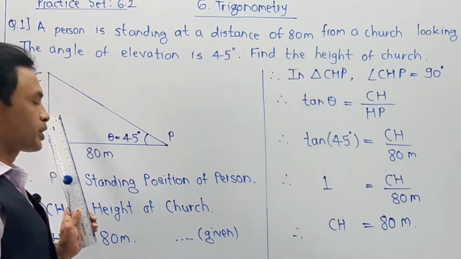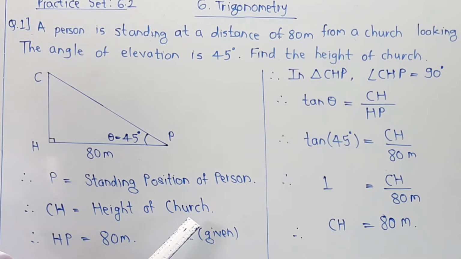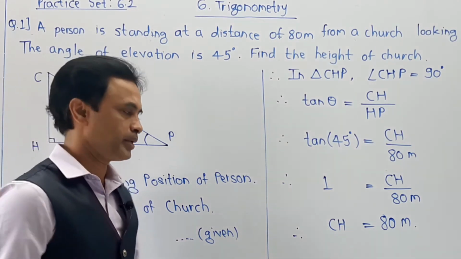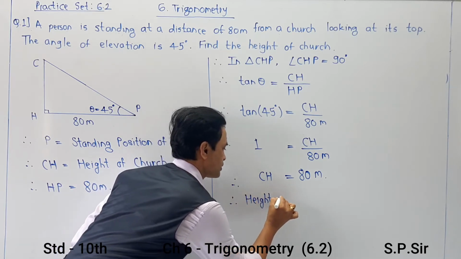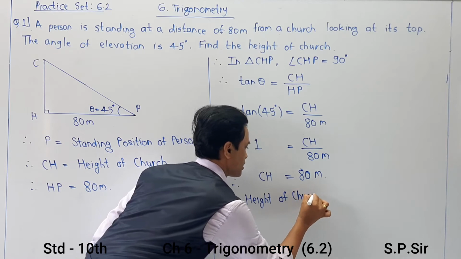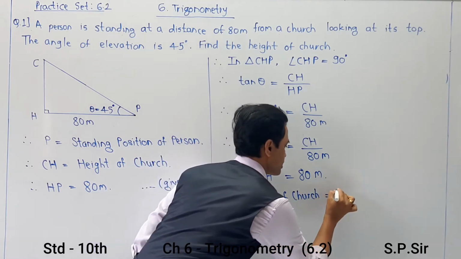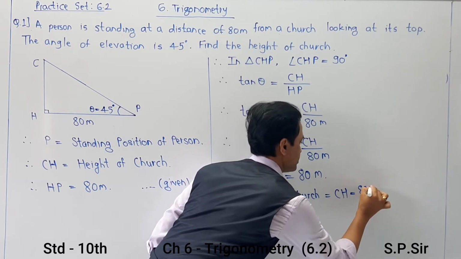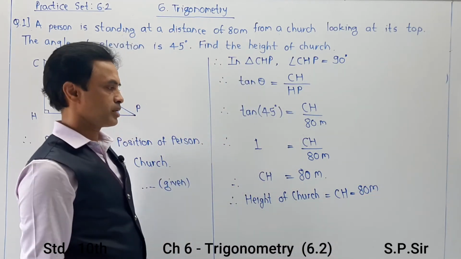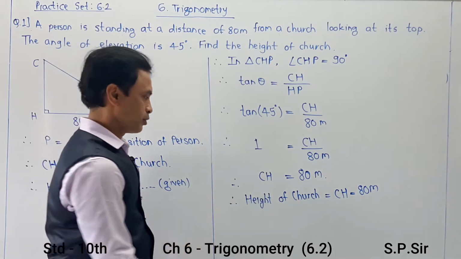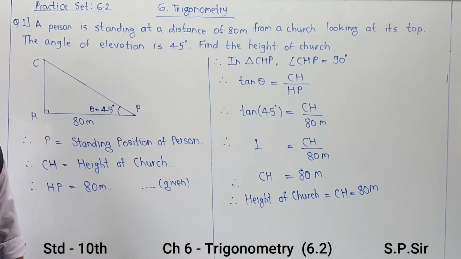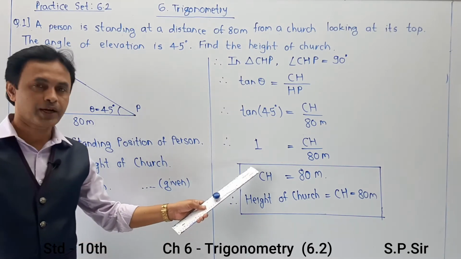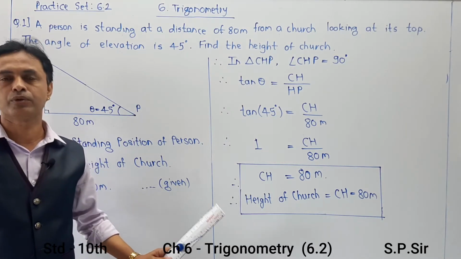And this is nothing but CH. What is meant by CH? As per your part, the height of the church, that is CH, and now it becomes 80 meter. Therefore, you can write in the last line, height of church, that is CH, is equal to 80 meter. In this way your answer is going to be completed. At the final step you can give it in a box, and in this way you complete your entire numerical. A simple box for your final answer looks very attractive.